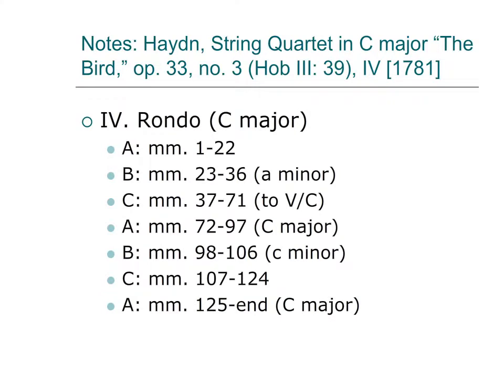The final movement of Haydn's string quartet, opus 33, number 3, is in rondo form, meaning that it features a repeating refrain that alternates with episodes featuring contrasting themes and keys.